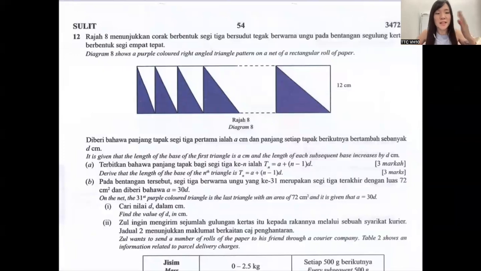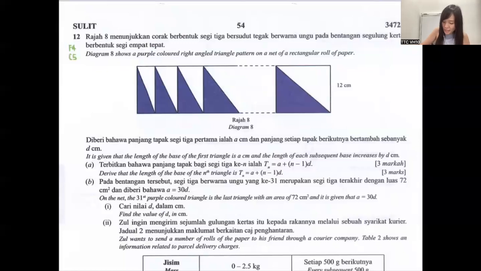Question 12, they say, diagram. This is a very good one. Please pay attention. Diagram 8 shows a purple color right angle triangle pattern on a net of a rectangular row of paper. This is a row of paper, and the height is all the same, 12, 12, 12, 12, 12. But can you see the width? It's actually longer and longer. Feels like Form 4, chapter 5. Isn't it feel like AP or GP? But not sure, maybe you can read first, okay?